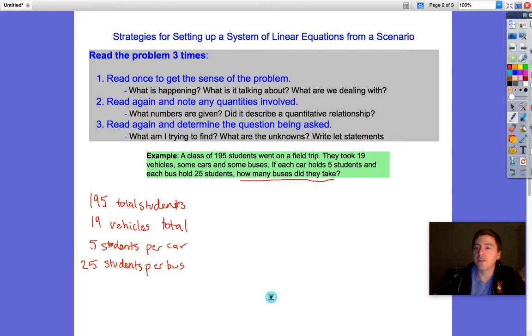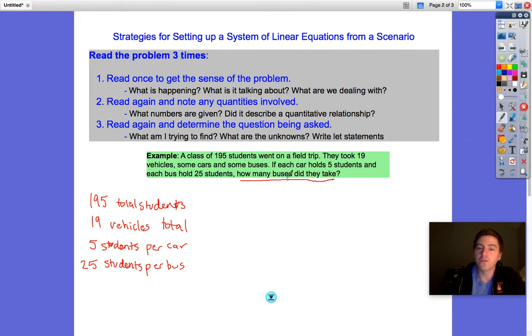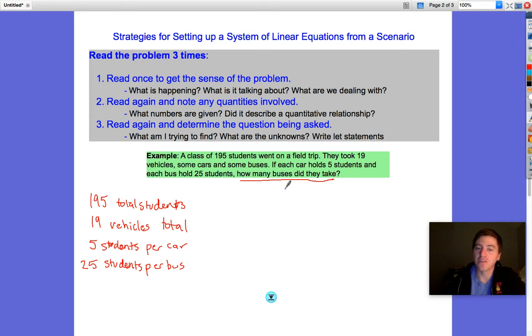What are the unknowns? Let's write some let statements. In the question, it says how many buses, so that's one of the unknowns. That's an easy let statement: let B equal the number of buses. The other unknown, it doesn't ask in the question, but it's how many cars. We know there's 19 vehicles in total, but we don't know how many cars or how many buses. So let C be the number of cars.